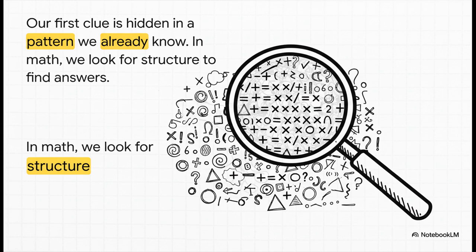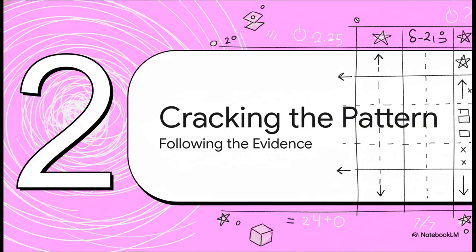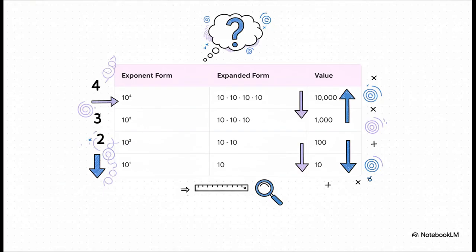And here's a little secret about math. The most powerful clues are always hiding in patterns. Our first one is hiding in plain sight, in a pattern you're already totally familiar with. To find this hidden structure, we're going to build ourselves a table of evidence, and we'll use a number we're all comfortable with. Good old powers of 10. Okay, take a look. This table looks pretty basic, but it's holding a crucial secret.